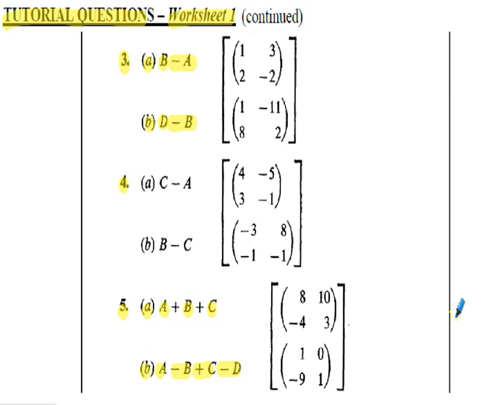All these matrices can be added or subtracted because they are all of the same order, that is, all 2 by 2s.